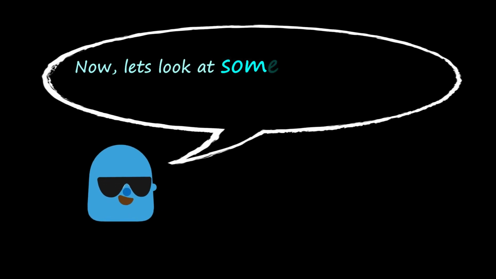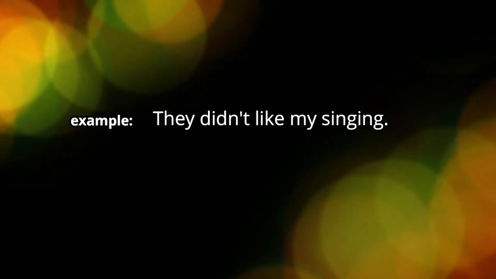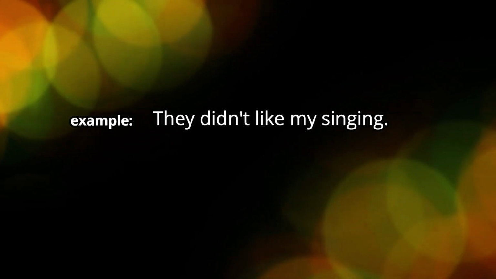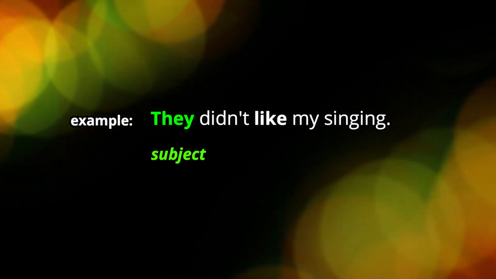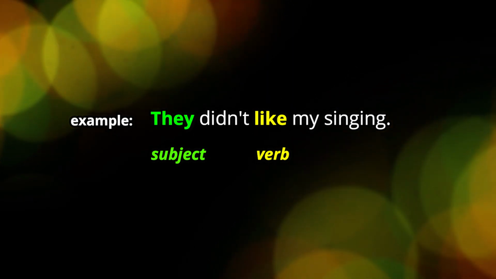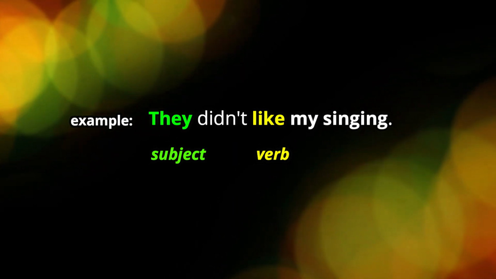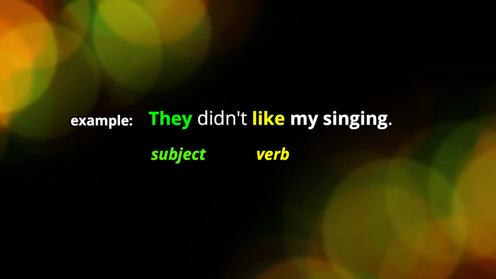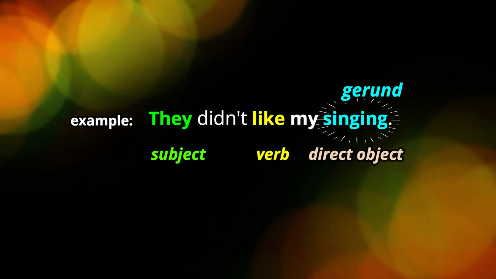Now let's look at some other ways gerunds are used. In the next example, we have, they didn't like my singing. In this sentence, they is the subject, and like is the verb. So we have, they didn't like, what didn't they like? They didn't like my singing. So the direct object in this sentence is the gerund singing.